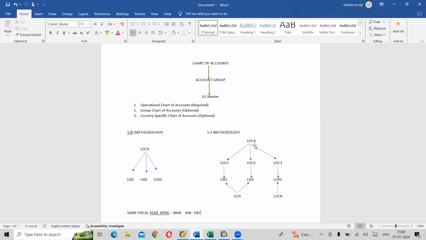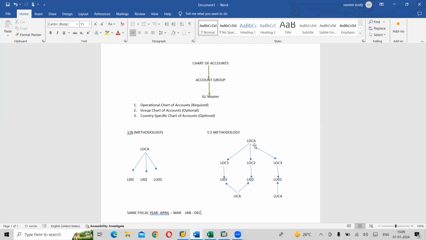Based on this, we can generate statutory and tax reports country wise. Statutory reports and tax reports, country wise. Understood this? Any questions here? Understood?